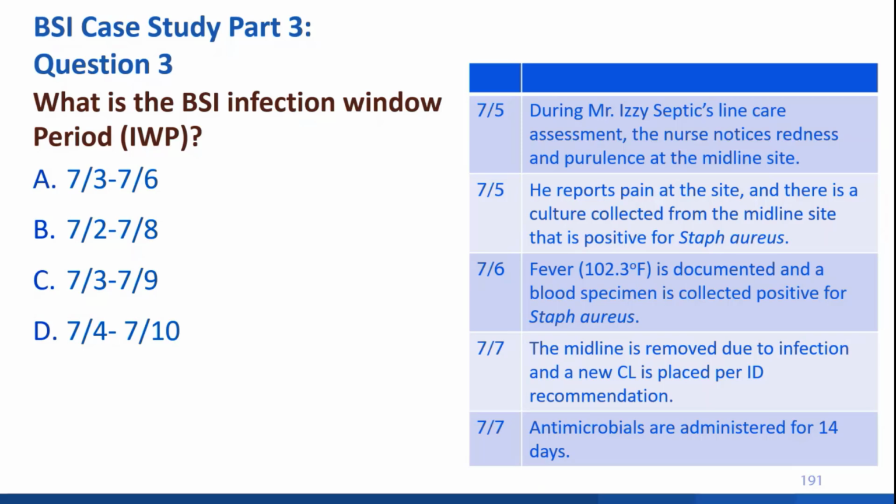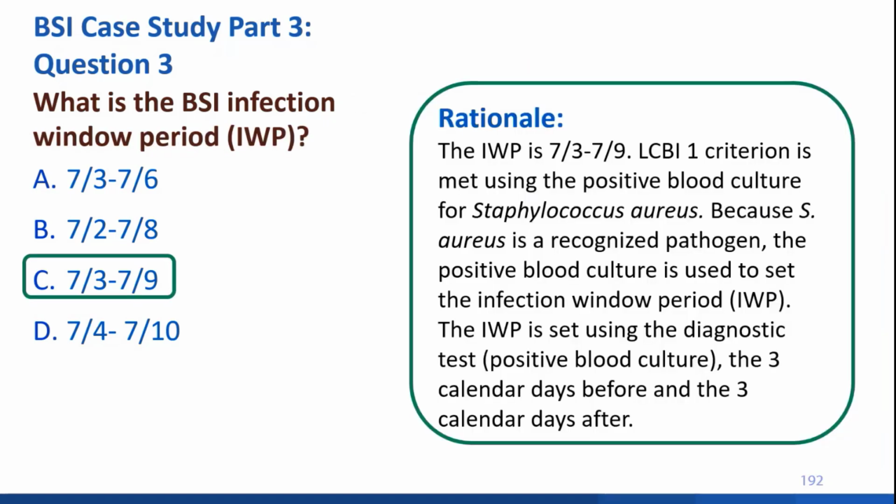People are putting in mostly C's, Dominique. Okay. Let's go to the answer. The correct answer is C. The IWP is 7.3 through 7.9.